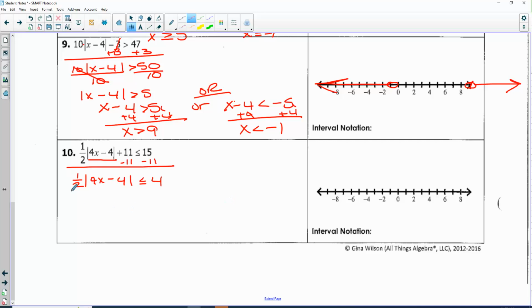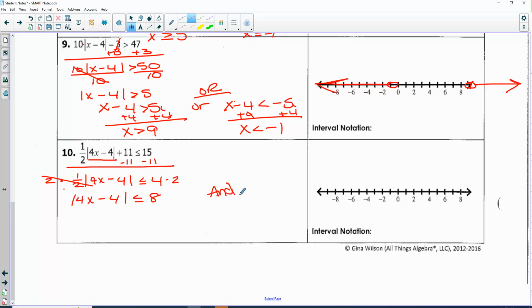Kaden, how do I get rid of this 1/2? Divide by 1/2 or multiply by 2. Either way will get you there. So 4 divided by 1/2 is the same as 4 times 2. And we get 4x minus 4 is less than or equal to 8. All right. Bailey, is this an and or an or? And. Less than is and.